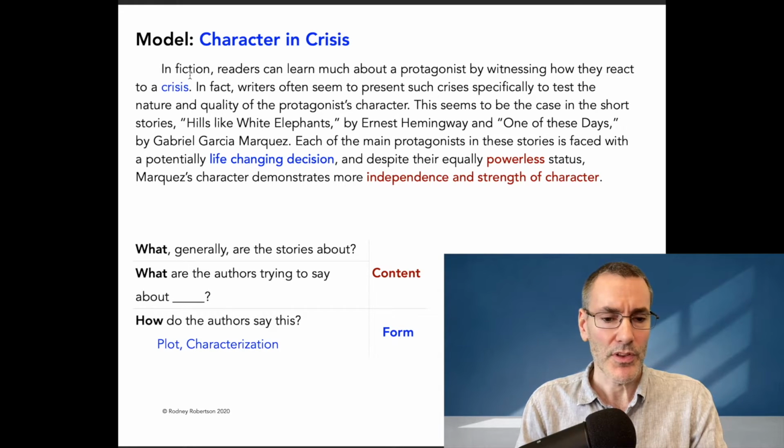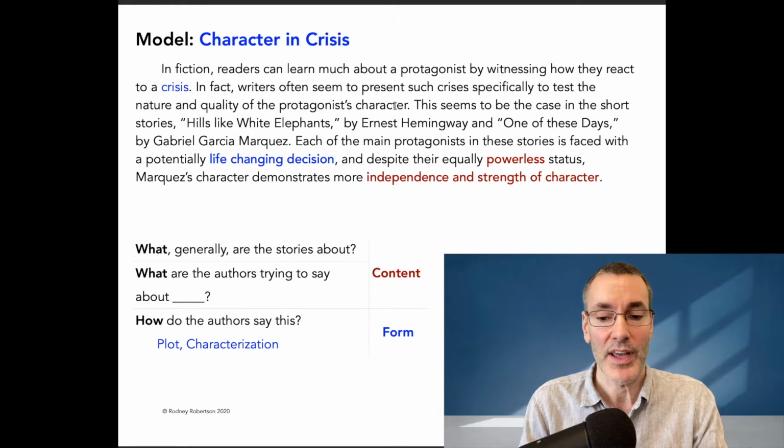Okay, let's have a quick read with this one. In fiction, readers can learn much about a protagonist by witnessing how they react to a crisis. In fact, writers often seem to present such crises specifically to test the nature and quality of the protagonist's character. This seems to be the case in the short stories Hills Like White Elephants by Ernest Hemingway and One of These Days by Gabriel Garcia Marquez. Each of the main protagonists in these stories is faced with a potentially life-changing decision, and despite their equally powerless status, Marquez's character demonstrates more independence and strength of character.